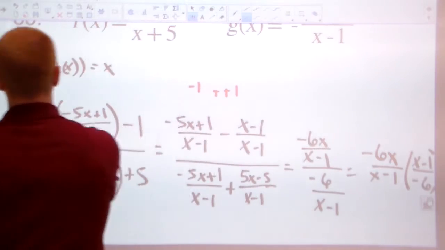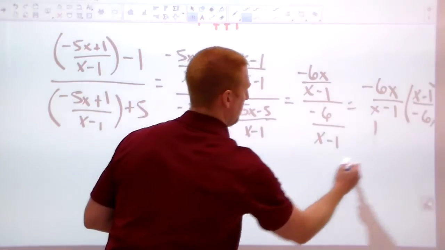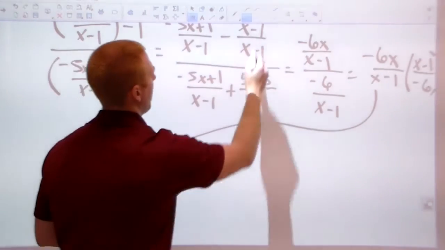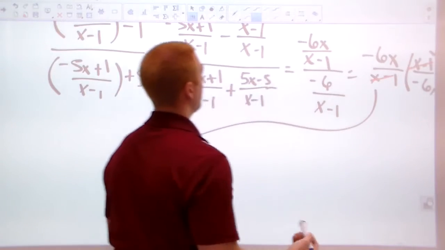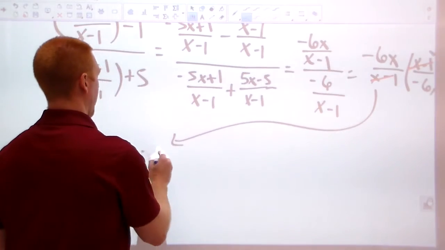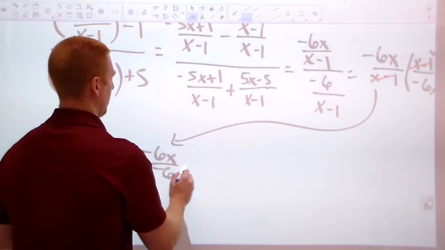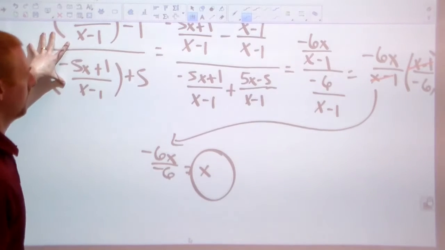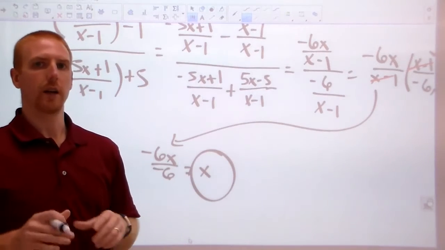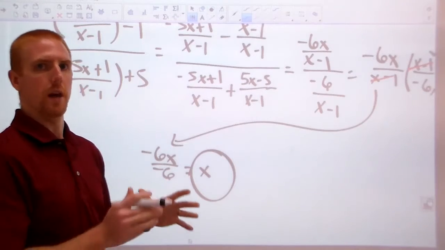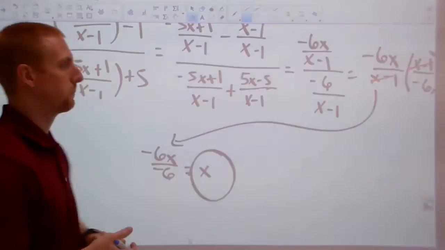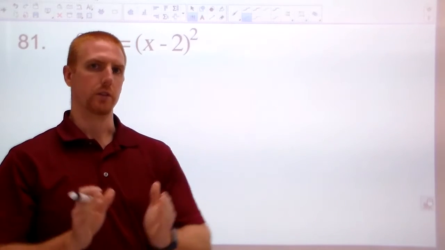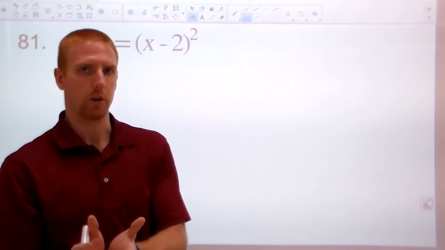Okay, let me come on down, I got a little more room. Well, these x minus 1s are going to divide out to be 1. So negative 6x on top over negative 6. And that comes out to be x. So that'll do it. The fact that we composed these two together and the result was x, that's proof enough algebraically that these two are in fact inverses of each other. Okay, 81, we're given something that's not one-to-one, so we're going to have to restrict the domain to make the inverse be a function.